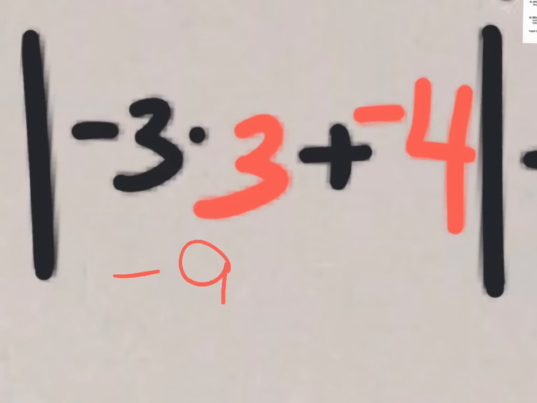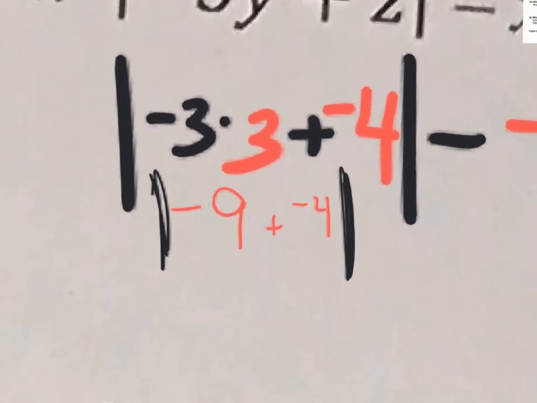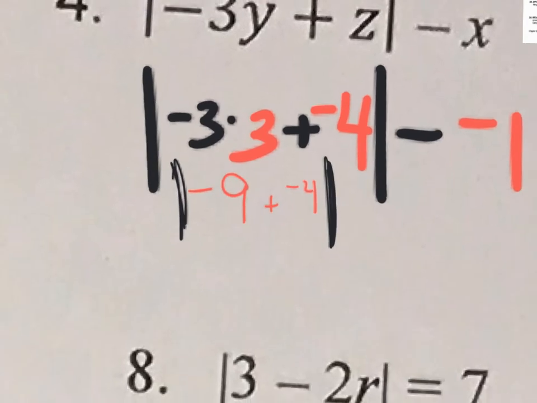-9. And then I have the plus -4, but keep in mind, this is all still inside the absolute values. So what is -9 plus -4? -15. So inside those absolute values, I have -13, not -15. -13, that's right. Okay, anyhow, what do we have on the outside over here?